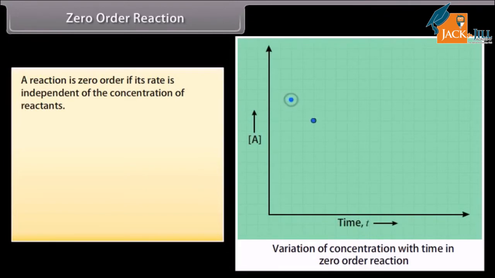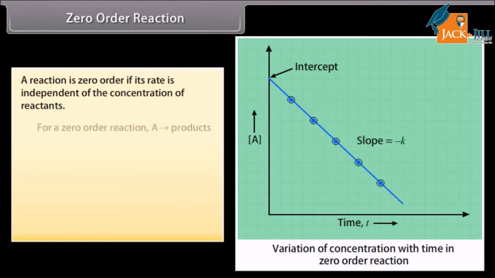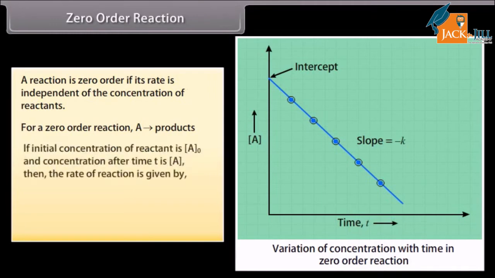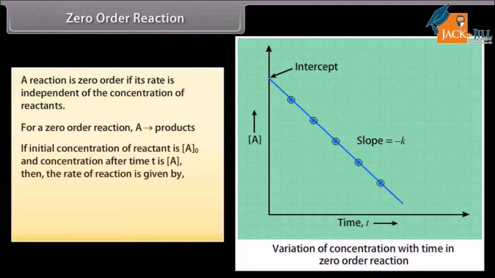Zero order reaction. A reaction is zero order if its rate is independent of the concentration of reactants. For a zero order reaction, A is changing into products. If the initial concentration of reactants is A naught, and concentration after time t is A, then the rate of reaction is given by minus dA by dt is equal to the product of k and A raised to the power 0, which is equal to k. It can be written as dA is equal to minus k dt.